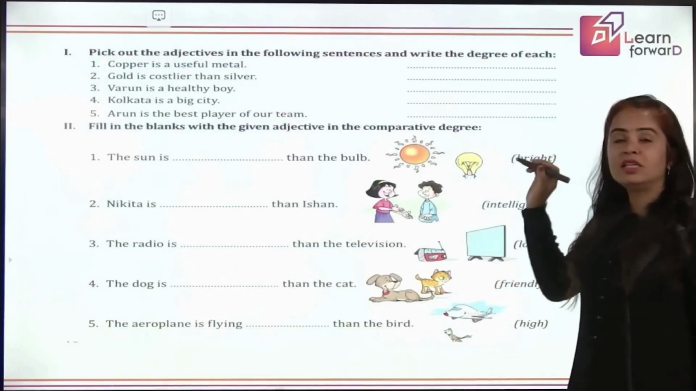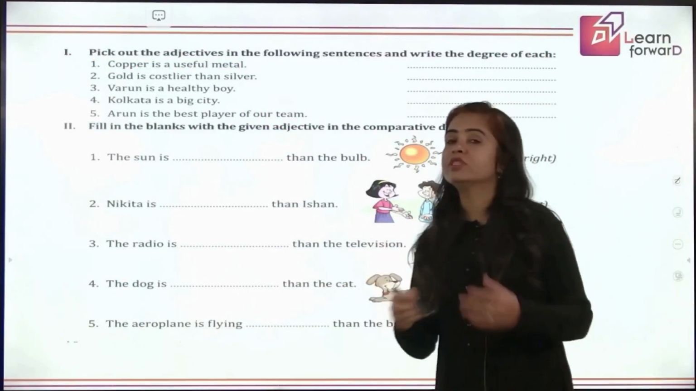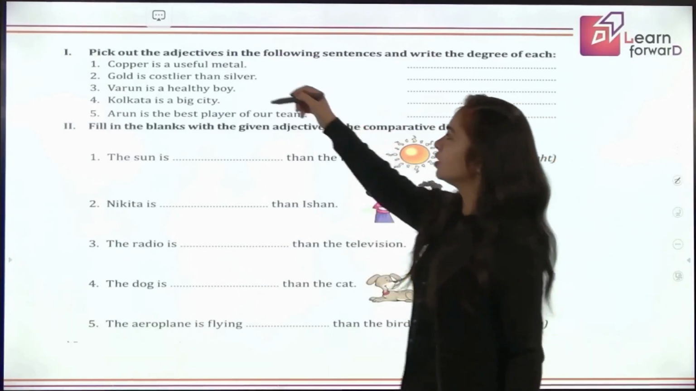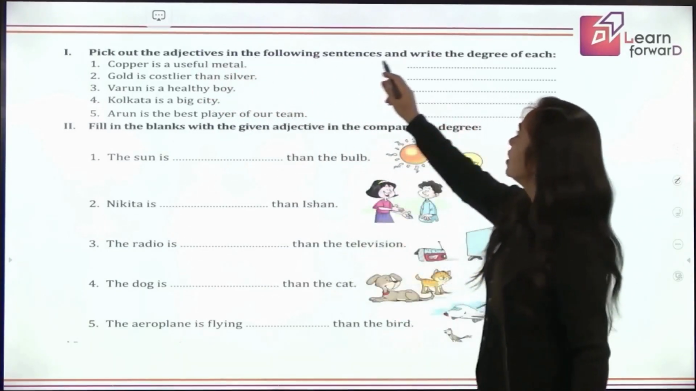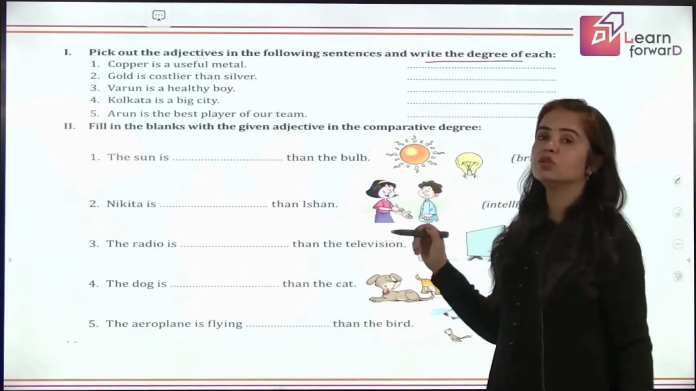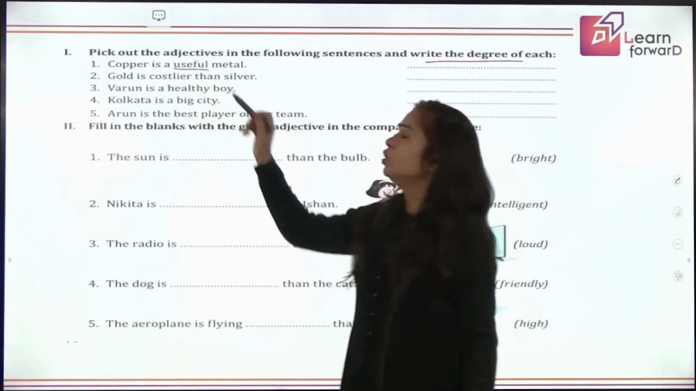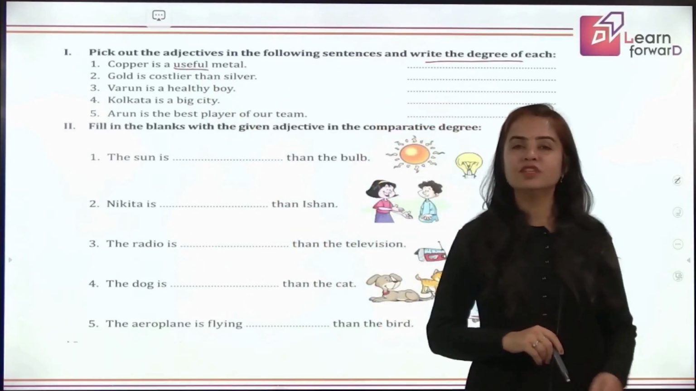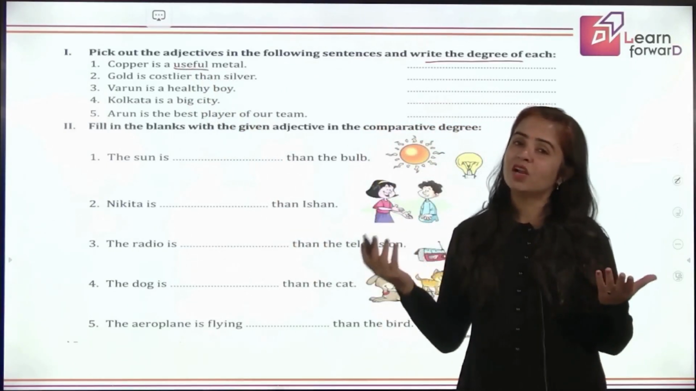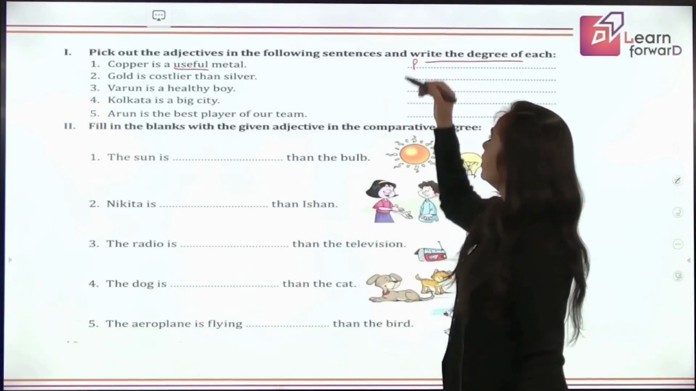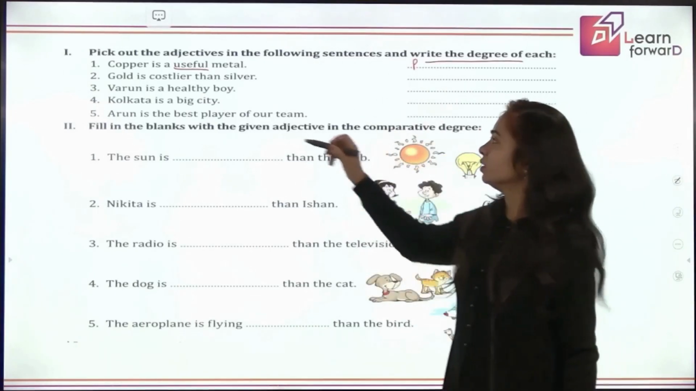I hope all these are clear to you now. All the rules I have repeated also. Let's see how much you remember and how much you have understood. Pick out the adjective and write the degree also. Let's see how much you have understood. Copper is a useful metal. So which degree is it? We are talking about only one metal. So that is positive degree. Very good. So you'll write positive here.